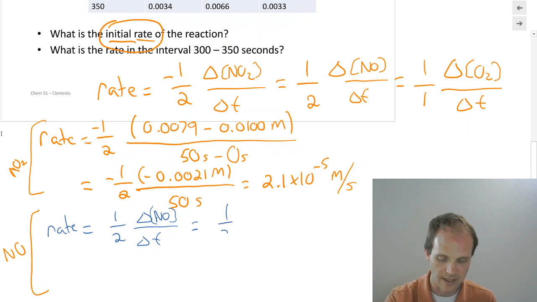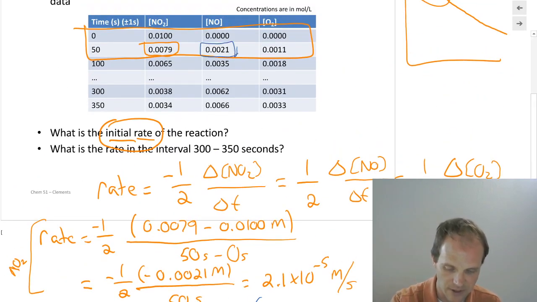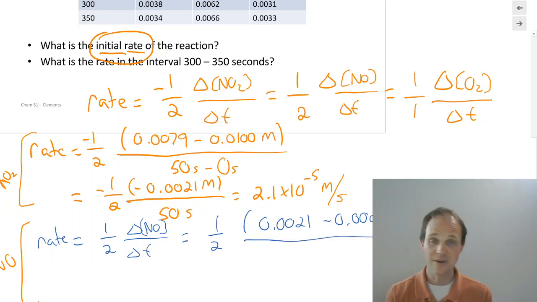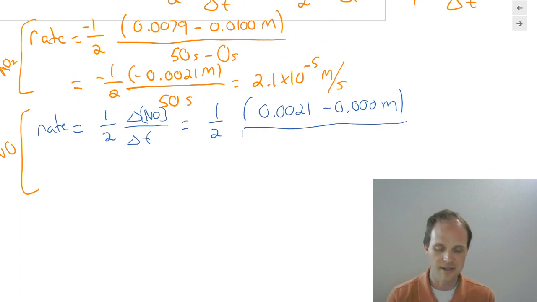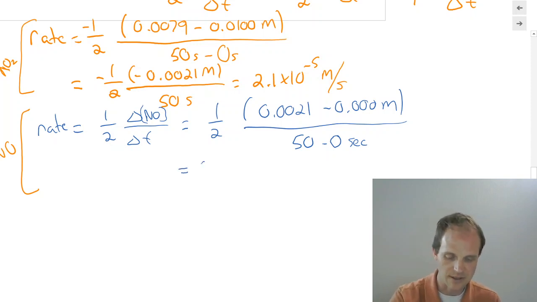So we get 1/2. We look back at our table. Our final concentration was 0.0021. Our initial concentration was none because we started with nothing. We don't have to start with nothing. We can start with something other than nothing. That's okay. But in this case, we started with nothing. 50 minus 0 seconds. And if you do the math, you get 2.1 times 10 to the minus 5th molar per second as your rate.